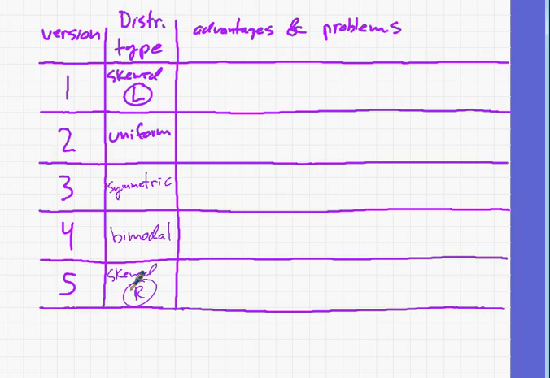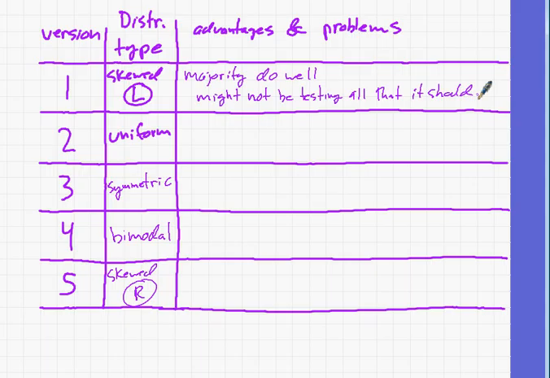First thing it asks you to do in part A is to categorize the different distributions. And so you can see that the first one is skewed left, uniform, symmetric, bimodal, and then skewed right. With the first distribution, the skewed left one, seems like the majority do quite well on this test, which from a student perspective is an advantage. From a teacher perspective, it does raise the question that maybe it's not testing all that it should be testing.